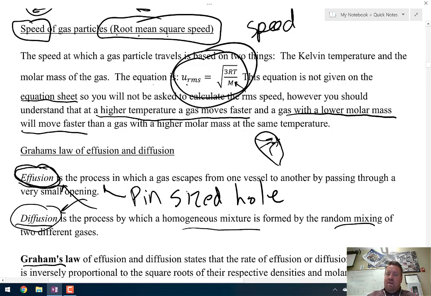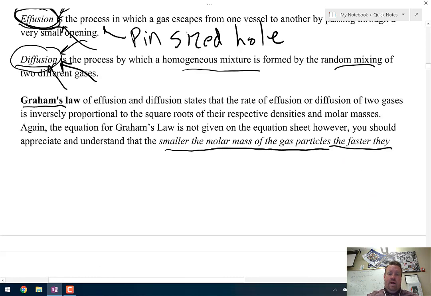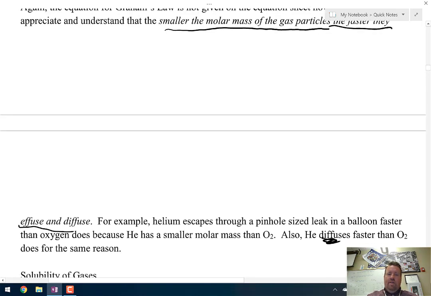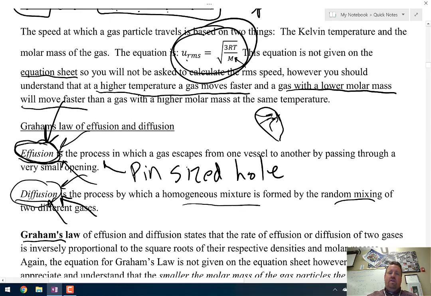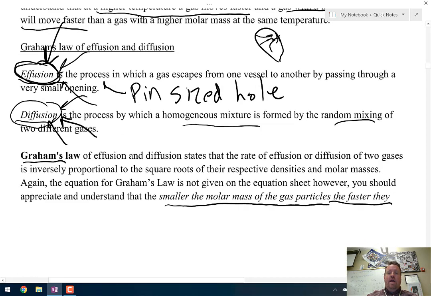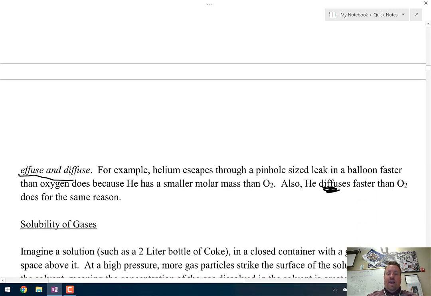Okay, which again is not given on the test. You just need to remember that the greater the temperature, the greater the speed, which means the greater the temperature, the greater the effusion and diffusion. And the smaller the molar mass, the greater the speed, and therefore the smaller the molar mass, the greater the rate of effusion and the greater the rate of diffusion. And really, all of those three things are tied very closely together, and they're all just based on that idea of temperature and molar mass determining how quickly or slowly a gas will move.